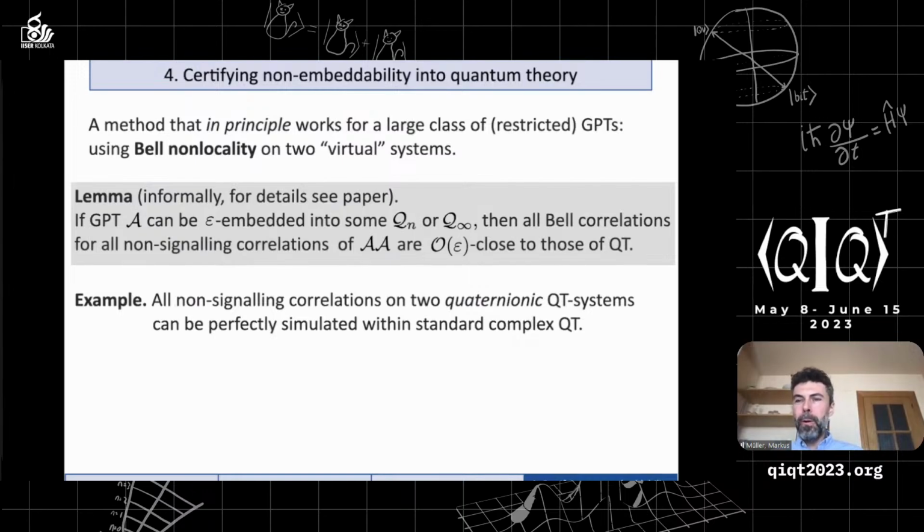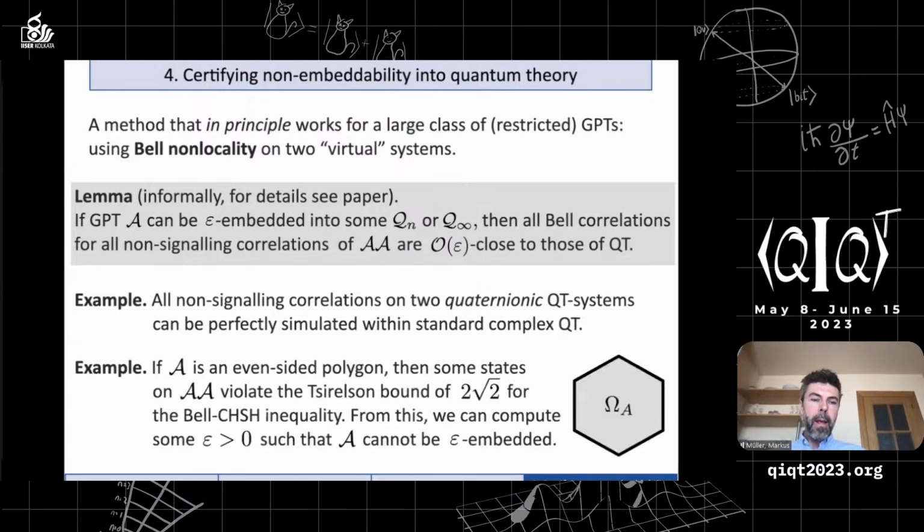It's kind of well known in folklore in the field, and you can read papers by Howard Barnum, Matthias Kleinmann, and so on. But this is just an example consequence of this lemma. Another consequence is if A is an even-sided polygon, like the square, for example, or the picture that we have here, then some states on two copies of that violate the Tsirelson bound of 2 square root of 2 for the Bell-CHSH inequality. If you think of the gbit again, the square, and you imagine two gbits, then the state space allows for Popescu-Rohrlich correlations that exceed the quantum bound.